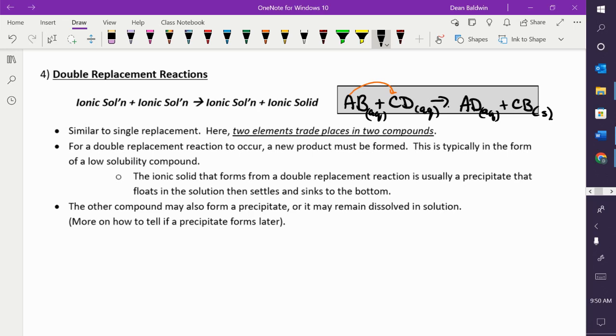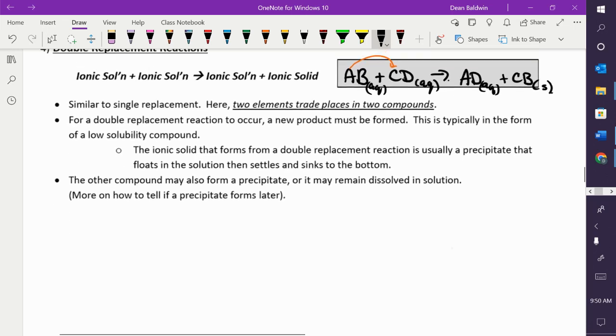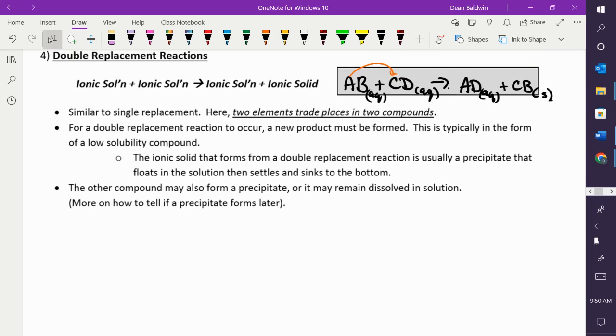So we need to check this on our solubility page. I'll show you how to do that in a sec here. All right, double replacement reactions, a lot of times you get a precipitate forming, which is a solid that'll fall out of solution. I'll show you this tomorrow.